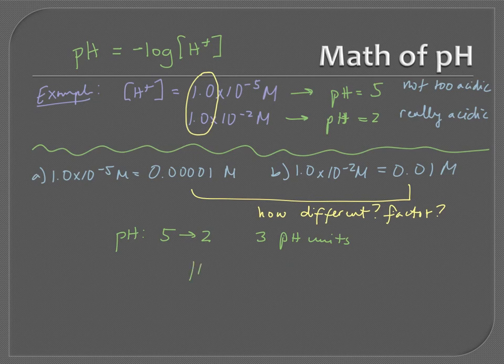I'm going to show you this equation. So 10 to the 3 means 1,000. So the hydronium concentration in the second example is 1,000 times greater than the first one. So a pH of 2 means it has 1,000 times greater concentration, 1,000 times more acidic than the first example with a pH of 5. So here, 1,000 times more acidic.